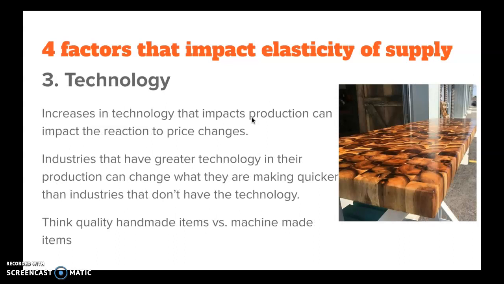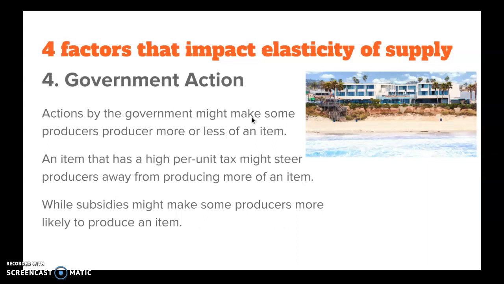Technology can impact elasticity. So if your company or your product has a lot of technology and you just have to click a few buttons and you can make more, you're going to have more elastic supply. So producers can easily produce way more quantity with a growing technology. But let's say you make quality handmade items in which you've been studying and practicing for a long time. You're not going to be able to produce more just because there's more of a demand. All right.